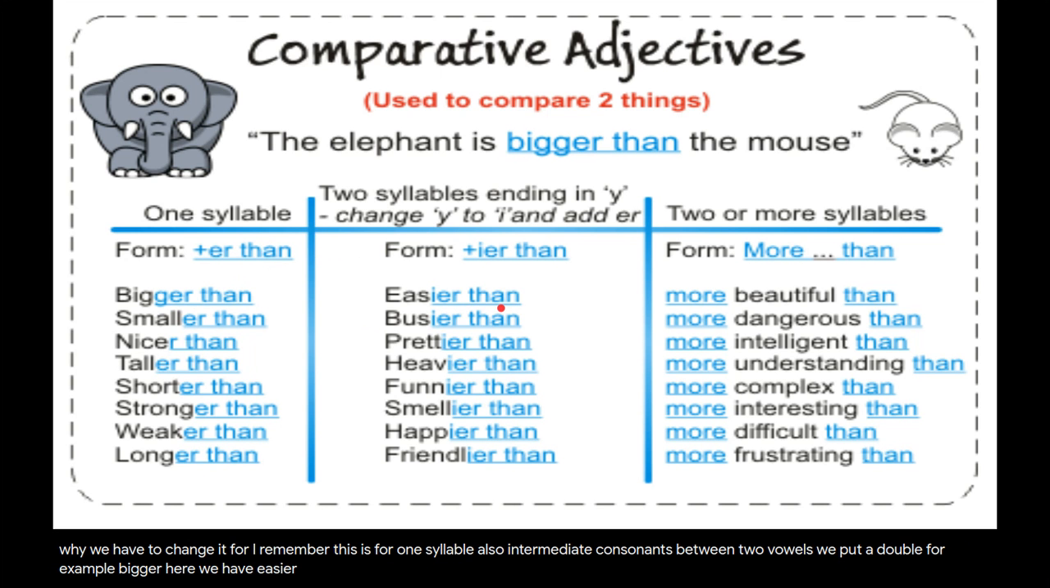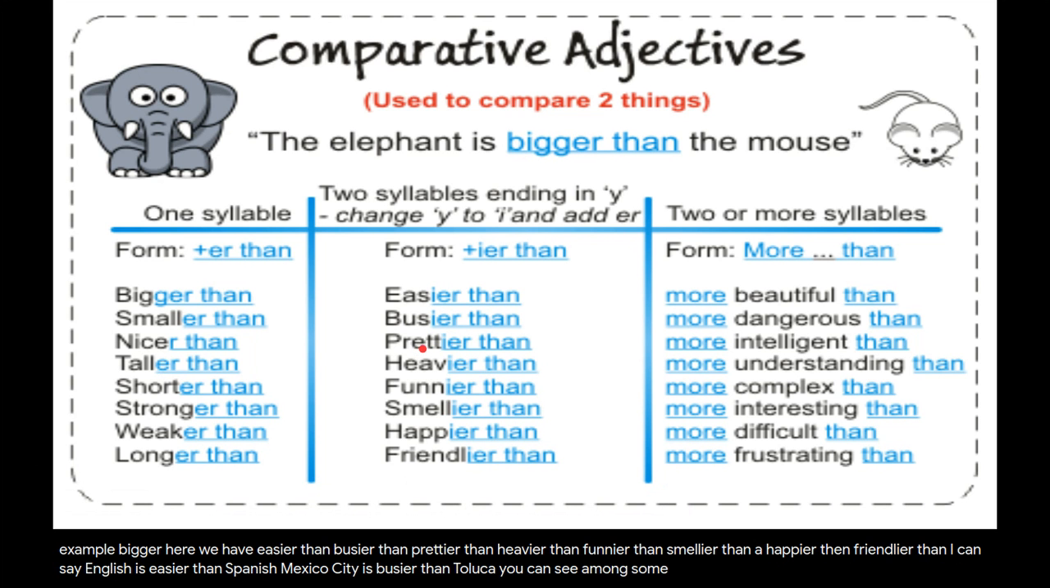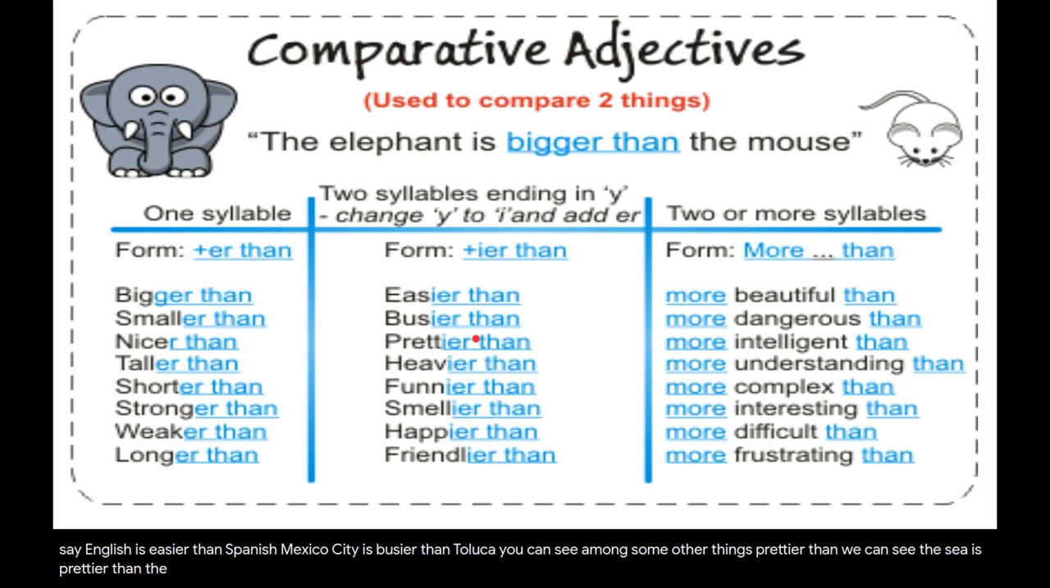Here we have easier than, busier than, prettier than, heavier than, funnier than, smellier than, happier than, friendlier than. I can say English is easier than Spanish. Mexico City is busier than Toluca. You can say, among some other things, prettier than. We can say the sea is prettier than the desert. Heavier: the mountain is heavier than the hill, and so on.